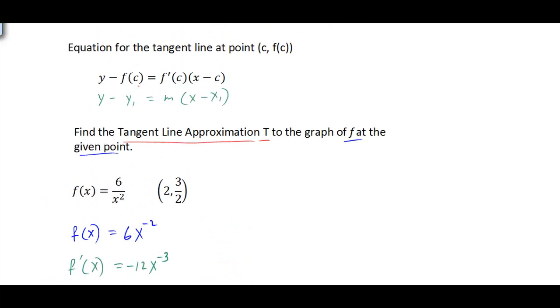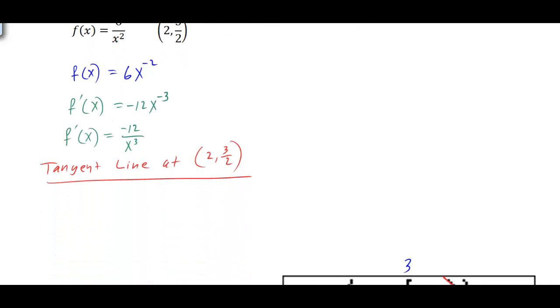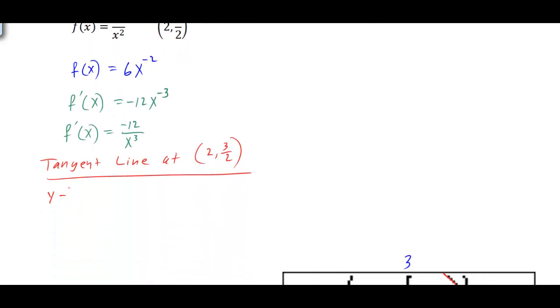To do that, we're going to use our formula up here. So we would have y minus y1, so that's y minus 3/2 equals our slope. So what is our slope? Well, at this point we need to plug in: we have negative 12 over x cubed, so that's negative 12 over 2 cubed, which would be 8, times x minus x1, so that's x minus 2.